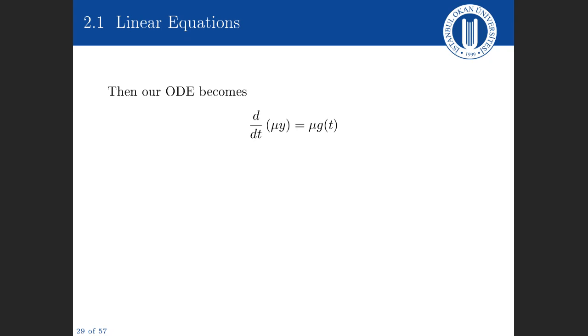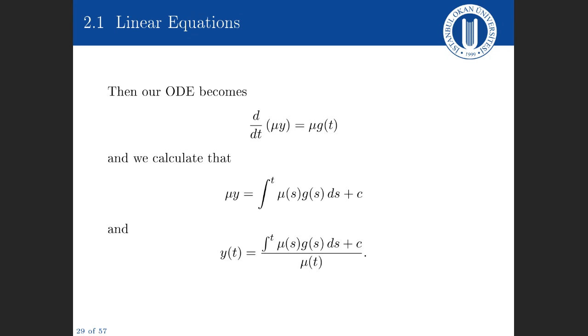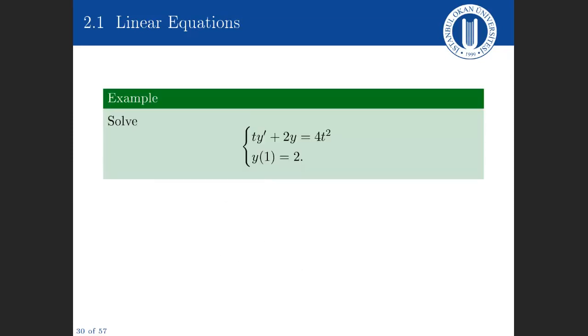Okay, so now that we know our integrating factor, our differential equation just becomes the derivative of mu y is equal to mu g. We can integrate and rearrange to find the answer. That's the general formula, but in practice it's going to be easier to solve each one using our method. For example, solve the initial value problem t y prime plus 2y is equal to 4t squared, with the initial condition y of 1 is equal to 2.